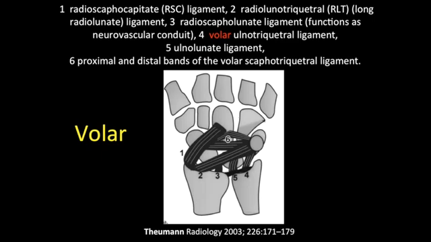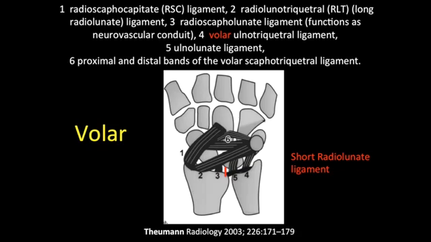To review, on coronal images, when we examine the volar margin of the wrist, we shall see 6 main ligaments. We have the radioscaphocapitate ligament, the radiolunotriquetral ligament, also known as the long radiolunate ligament. More medially, we may see the radioscapholunate ligament, which is an important ligament as it functions as a neurovascular conduit for the interosseous scapholunate ligament. We will also see the ulnolunate ligament, the volar ulnotriquetral ligament, and then the ulnar carpal ligament that will travel in this direction. Deep to the ulnar carpal ligament, we will see the proximal and distal bands of the volar scaphotriquetral ligament.